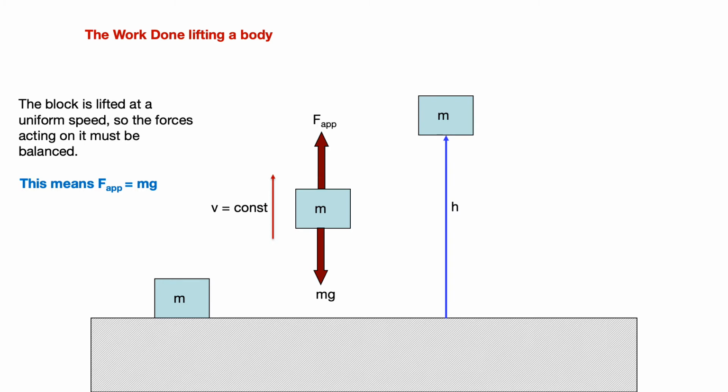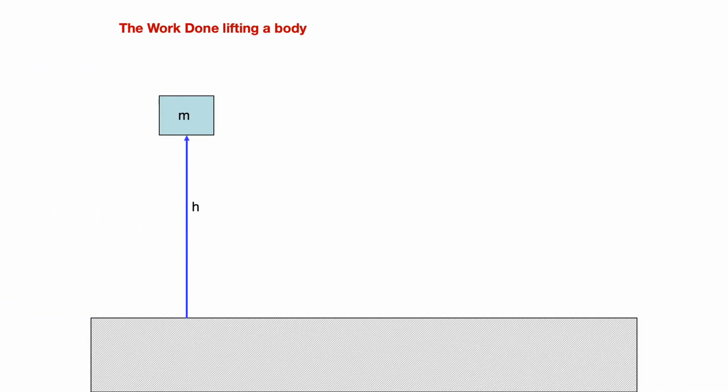Let's imagine then that we are going to lift this body up through a height h. In physics, whenever we talk about a distance moved up or down, we call it a height. It's really just a distance in the vertical. So we're going to call it height h. So the body starts off on the floor, as you can see, and it ends up at a height h above the floor. So here we are, our body has been lifted up a height h.